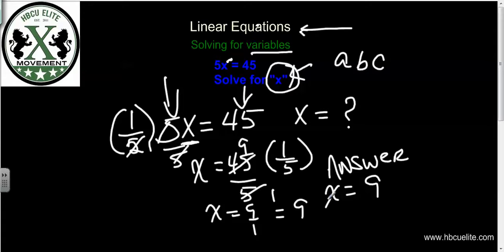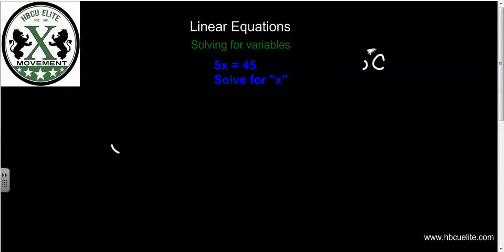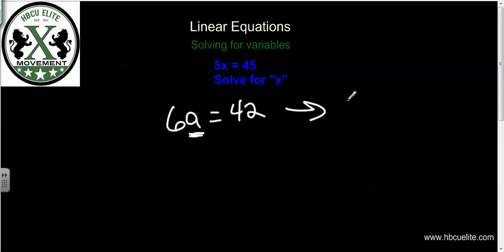Now, I'm going to do one more just so you can understand the whole concept here. It's a pretty simple concept, but we'll do it one more time. Let's take another one. Say we have the problem 6a is equal to 42. The first thing we have to do is isolate this a by itself. So the answer will always be a is equal to whatever the answer is.